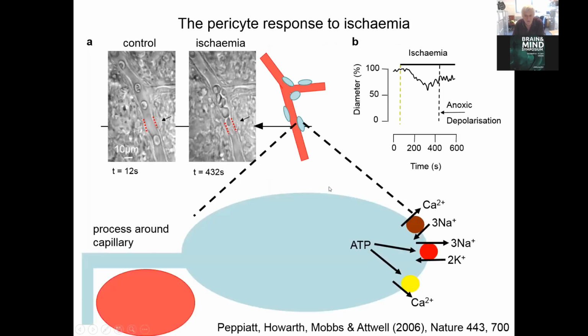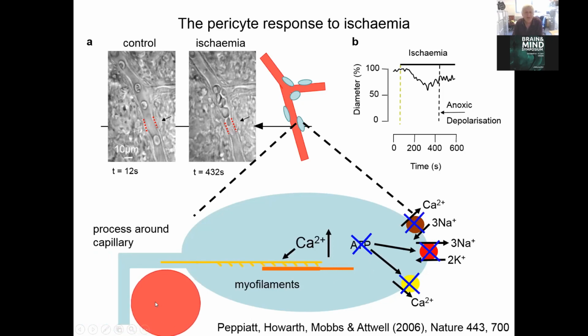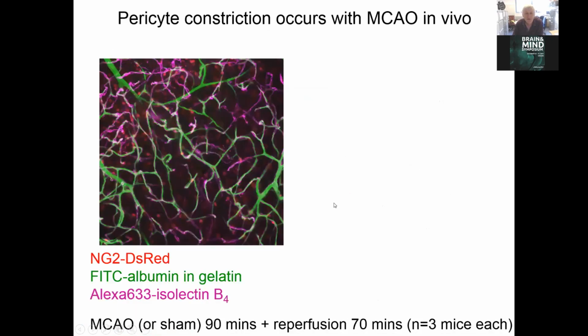And this isn't surprising. If this is a pericyte with its arm around a capillary, then normally you have lots of ATP-driven ion pumping, which is keeping the calcium concentration low. Then when you have your stroke, the ATP level falls, so ion pumping stops, and the calcium concentration will rise. That will then activate the myofilaments in the pericyte and squash the capillary. This seems simple. And this also occurs after you do middle cerebral artery occlusion in vivo.